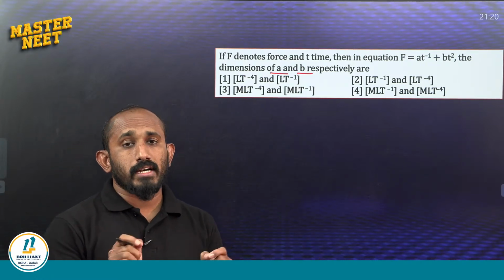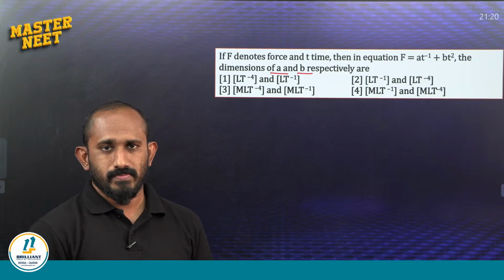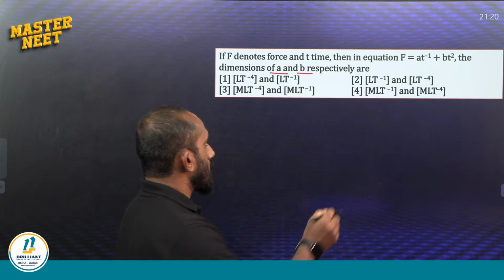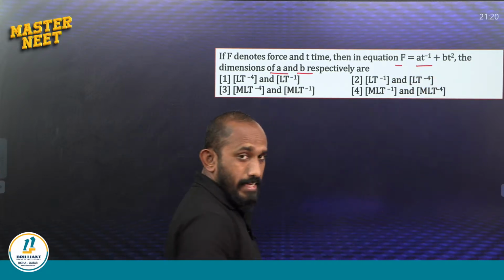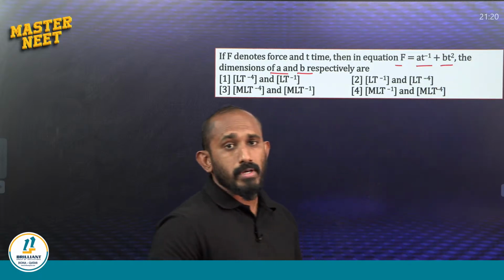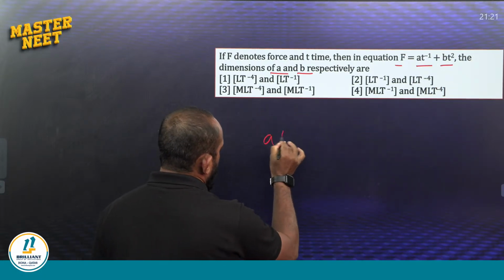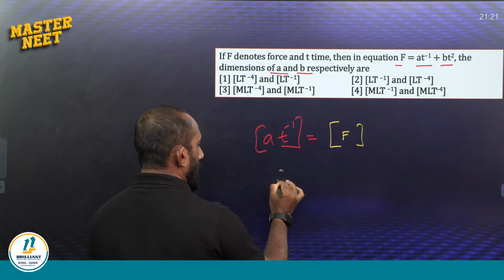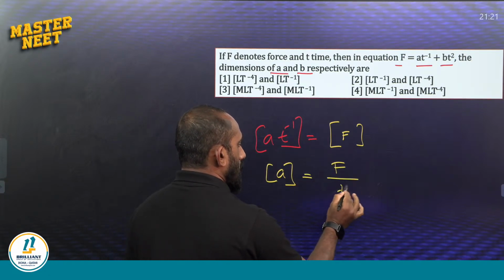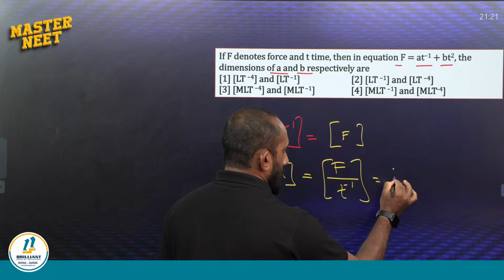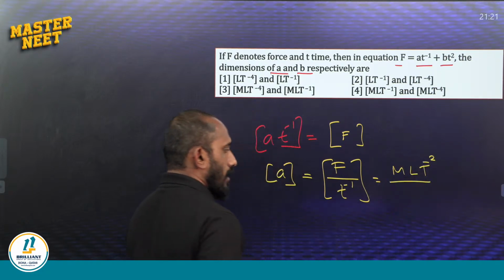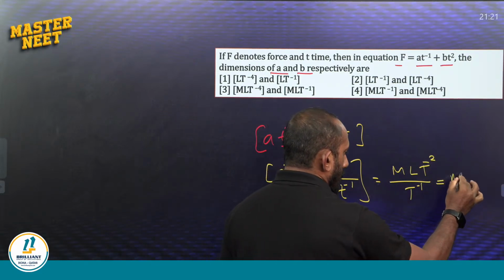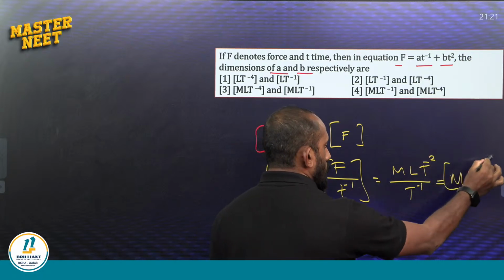You know, one of the most important principles in dimensions is the principle of homogeneity: each and every term of the equation should have the same dimension. Then only it is dimensionally correct. So the dimension of F should be the same as that of A T raised to minus 1 and the same as that of B T square. So the dimension of A T minus 1 will be equal to the dimension of F. So A will be the dimension of F by T raised to minus 1. The dimension of F is M L T raised to minus 2, divided by T raised to minus 1. If you simplify, it will become M L T raised to minus 1. So this is for the dimension of A.